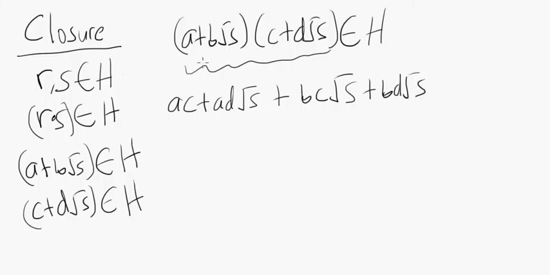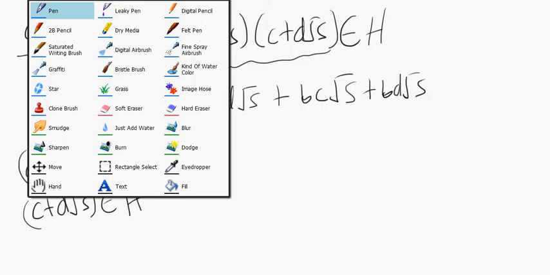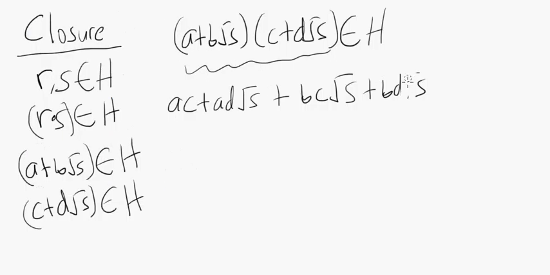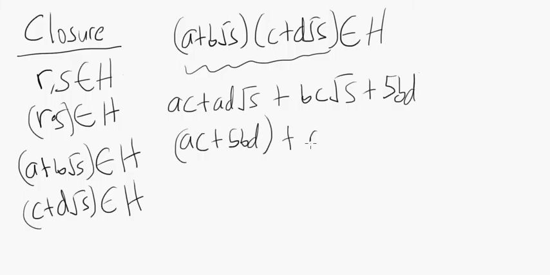I want to make sure I didn't make any errors because my algebra is questionable. So BC root 5, BD root, oh, this is BD times 5. So I was right to check this after all. So I could write this as just 5BD. I think I have everything in shape there. So let's collect like terms here. So now we have AC plus 5BD plus AD plus BC, all of this multiplied by root 5.